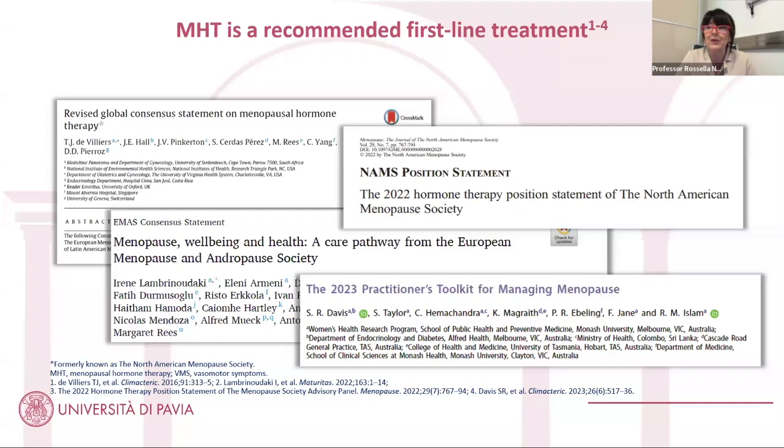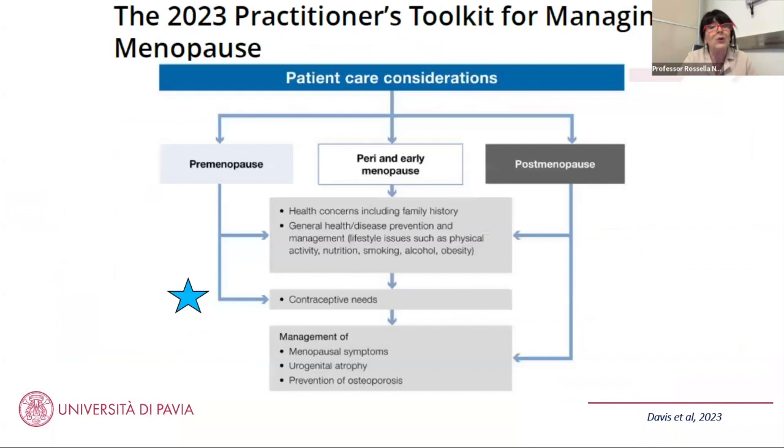And if you haven't done so already, I think the best document to help us navigate this is really the latest practitioner's toolkit that was published in our journal Climacteric by Susan Davis's group, because she summarized in one manuscript all the things we know. And I will comment on this. Let's start with this very simple cartoon.